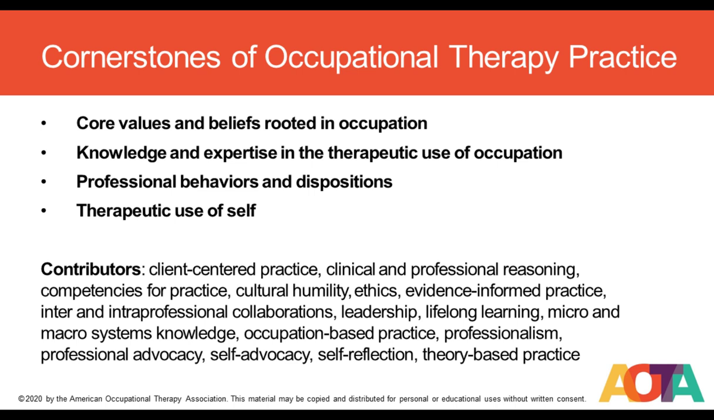The following cornerstones of occupational therapy help to distinguish us from other professions: core values and beliefs rooted in occupation, knowledge and expertise in the therapeutic use of occupation, professional behaviors and dispositions, and therapeutic use of self. These cornerstones are not hierarchical, but rather each concept influences the other. Practitioners develop cornerstones over time through education, mentorship, and experience.